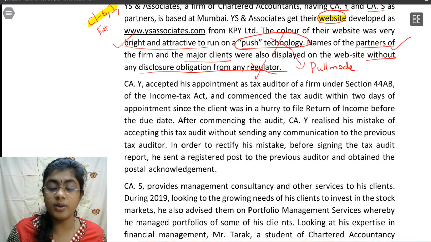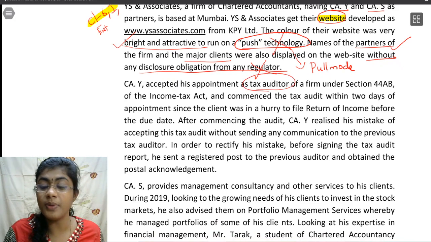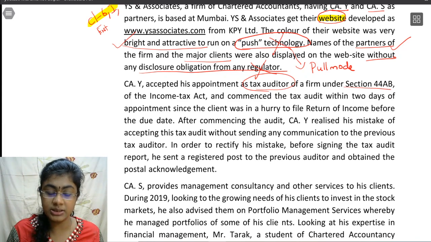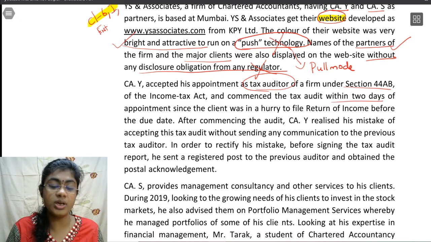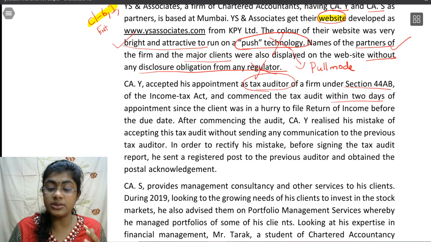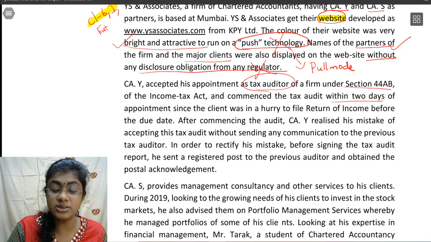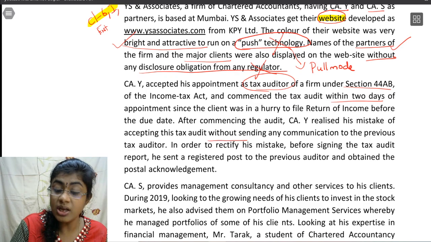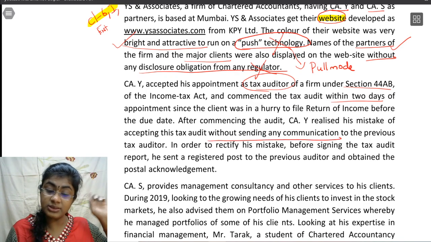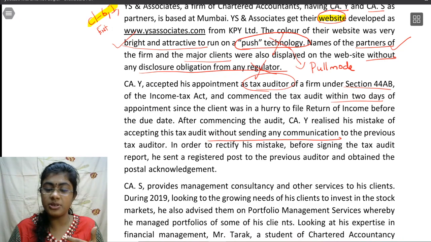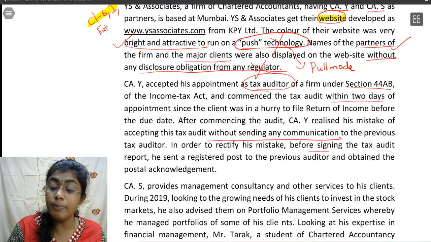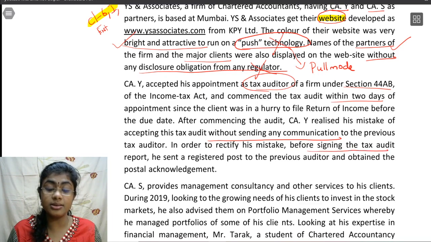CA Y accepted his appointment as tax auditor of the firm under section 44AB of the Income Tax Act and commenced the tax audit within 2 days of appointment, since the client was in a hurry to file the return of income before the due date. After commencing the audit, CA Y realized the mistake of accepting the tax audit without sending any communication to the previous tax auditor. In order to rectify the mistake, before signing the tax audit report, he sent a registered post to the previous auditor and obtained the postal acknowledgement.